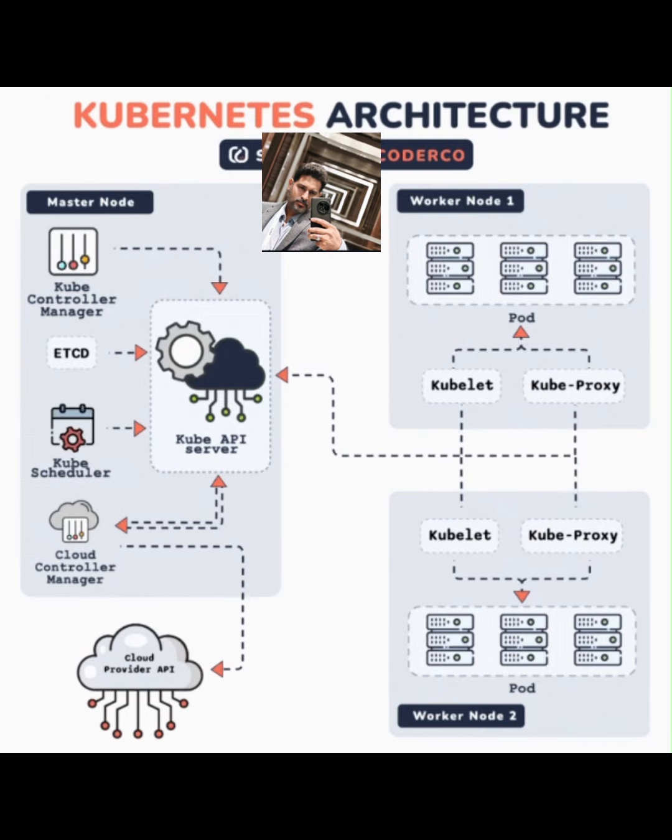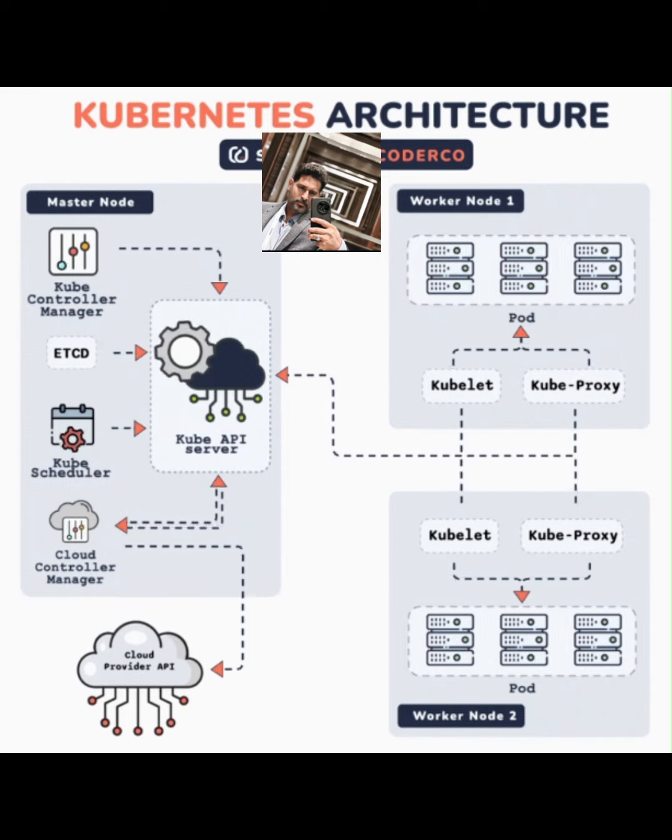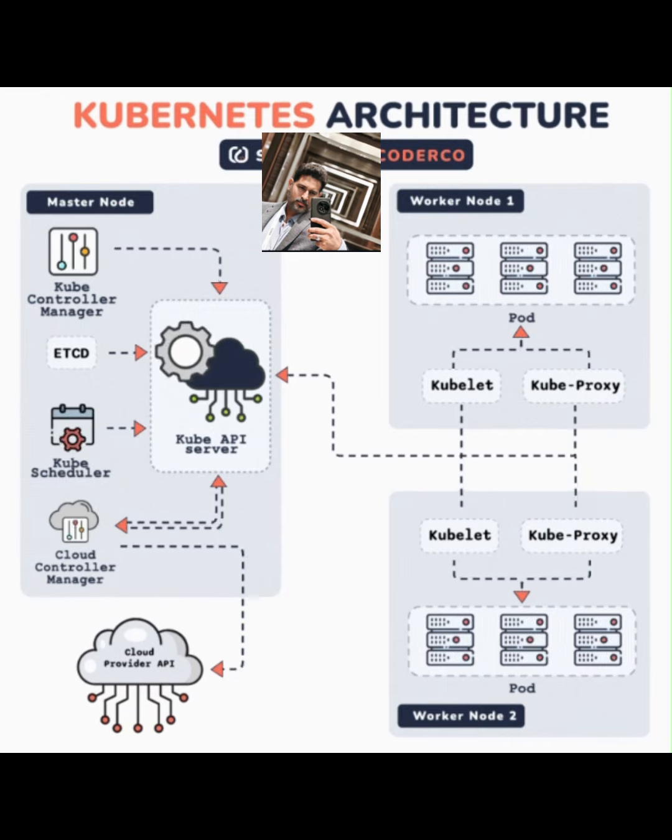Then there's etcd. This is a distributed database, and it's crucial. Think of etcd as the memory of your Kubernetes cluster. Meet the controller manager. This component is like the watchman constantly observing the cluster. It makes sure that the current state of the cluster matches the desired state you've defined.